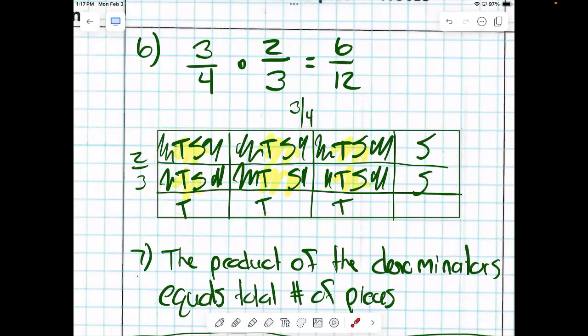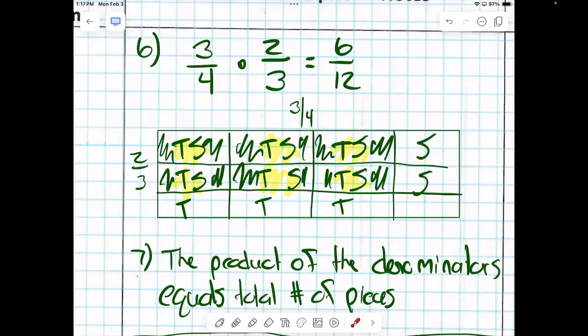Step 2 is we have to label the top and the side with our fractions, right? Yes. Which fraction goes on the top? 3/4. The first one, right? Yes. Second one goes on the side. So think of this: second fraction, side. Second, side. S and S, right? All right, so now I have 3/4 on top.